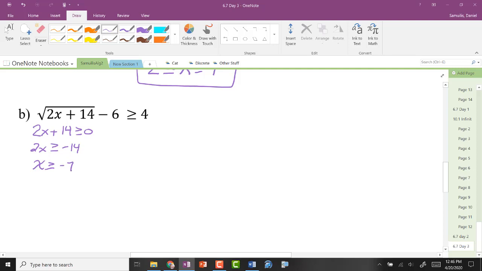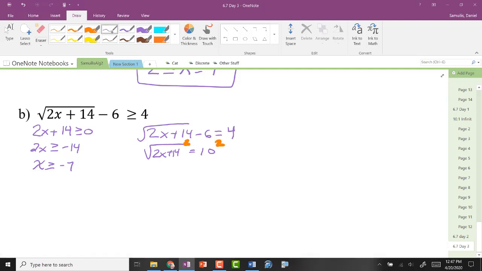All right, step 2. Solve it as if it were an equation. Oops, forgot my radical there. So square root of 2x plus 14 equals 10. Square both sides. 2x plus 14 equals 100. Subtract 14, I get 86. Divide by 2, I get 43.